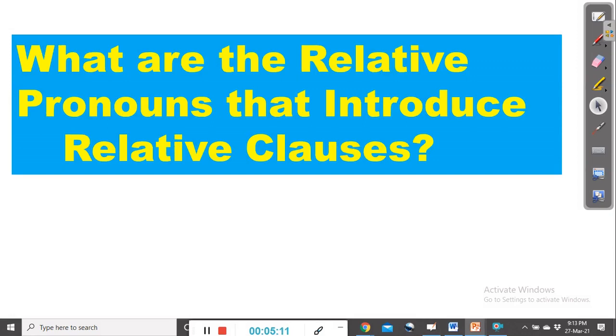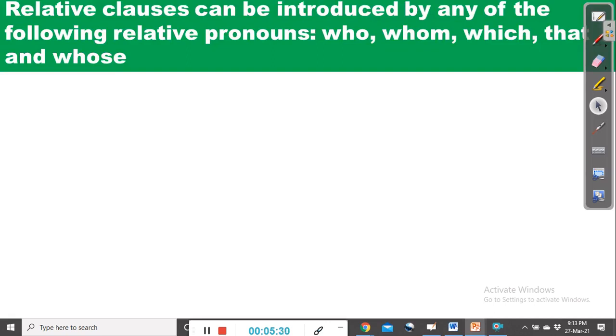Now, what are the relative pronouns that introduce relative clauses? Already we have seen one of the relative pronouns in the example we already discussed, and the relative pronoun we saw in that example is who. Now, let's look at others. Relative clauses can be introduced by any of the following relative pronouns, and of course, they are as follows: whom, which, that, and whose.